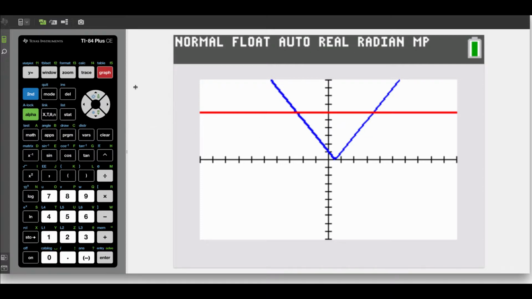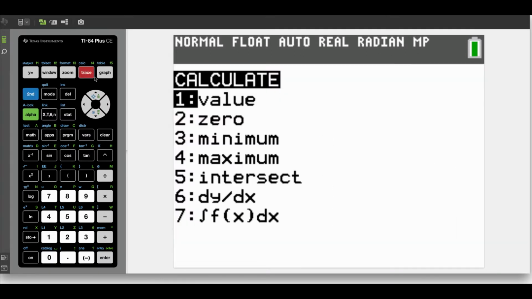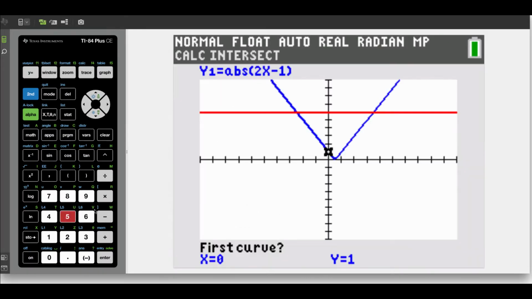To find those intersections, we're going to use our calculate option. So we're going to go second trace, and option number 5 is intersect. As we're looking at our graphs, there are two intersection points. I'm going to start with this one on the left-hand side, so I'm going to arrow left over to it.